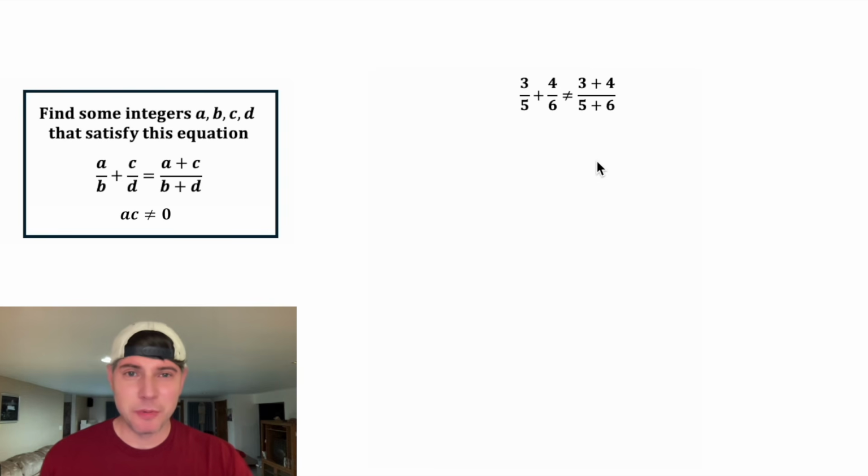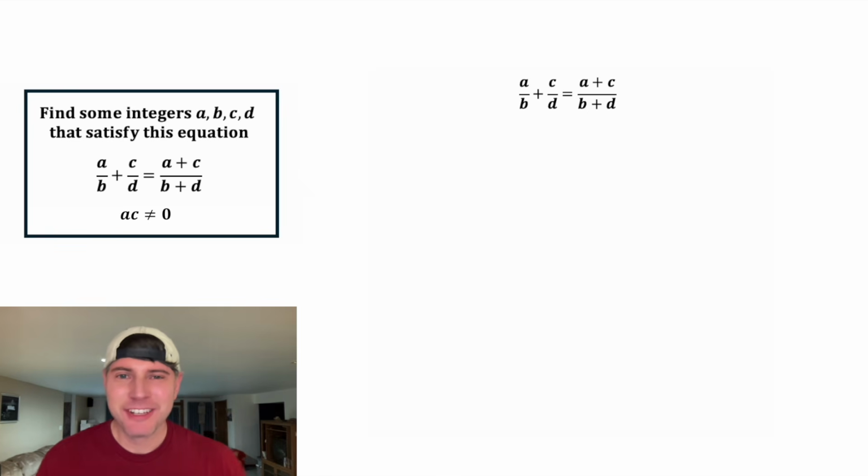And most of the time this won't work. But the question is asking, can we find some integers that will work? Well, let's see if we can do it. So I'm thinking first, let's isolate one of these variables. Let's get the a all by itself. We can move this a over b over here by subtracting a over b from both sides.